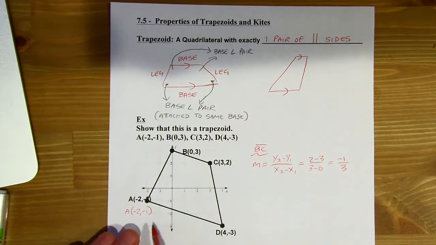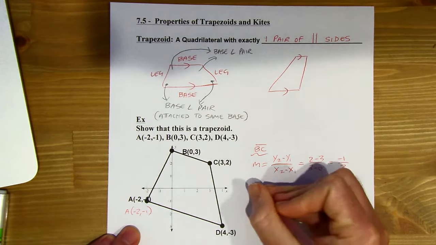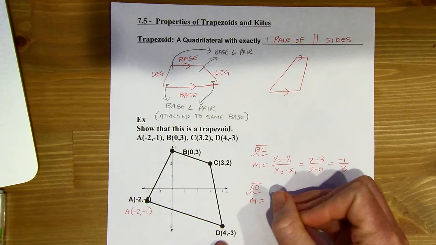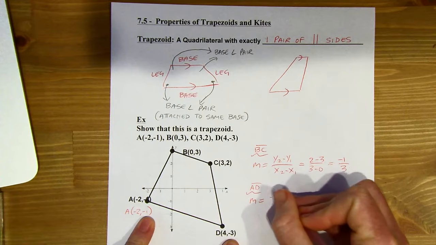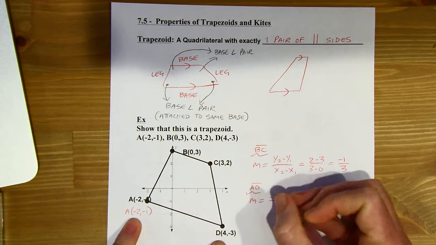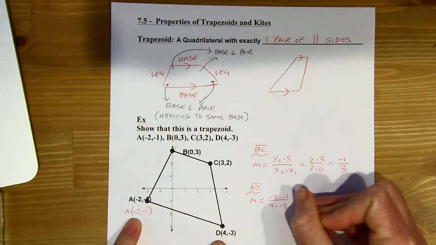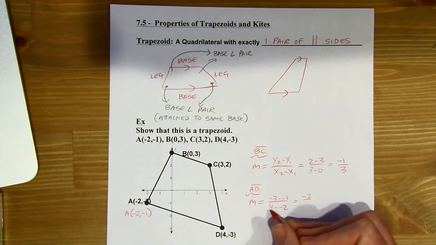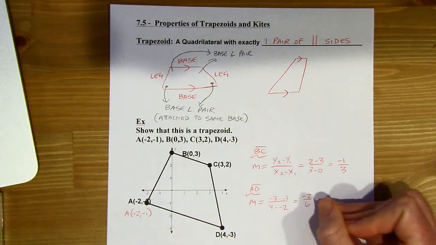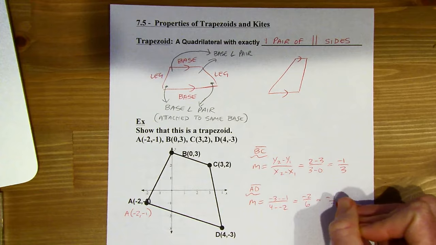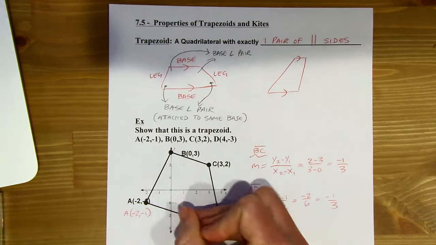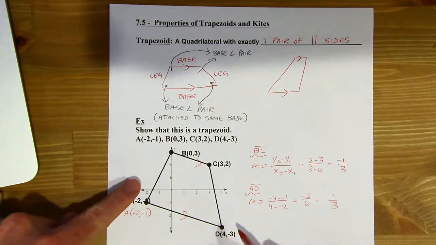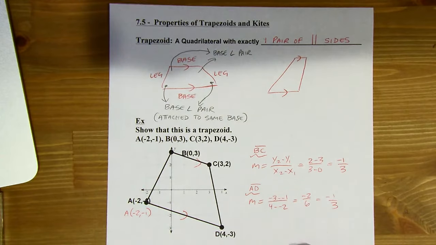So I'm expecting to get the same thing with AD. Let's see what happens. Subtracting my y's, negative 3 minus negative 1, and 4 minus negative 2. So that would be negative 3 plus 1, and positive 4 plus 2 would be 6. Then if I reduce that, negative 1/3 again. So look at that, I've shown that this is a trapezoid. And again, you could go the extra step and show the other two sides are not parallel.